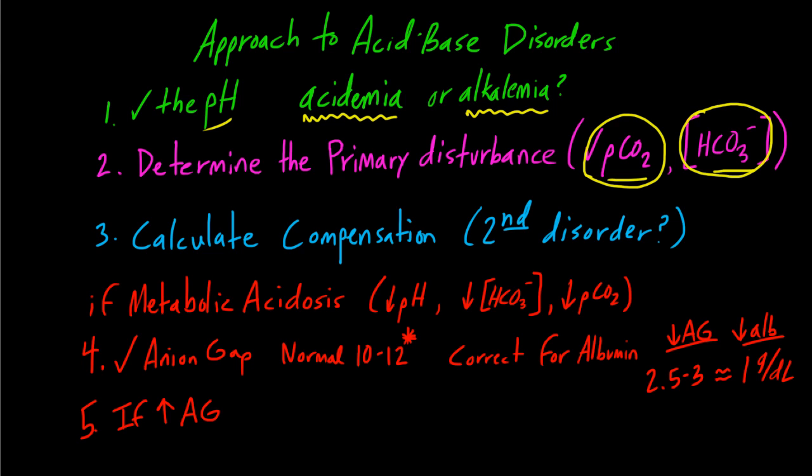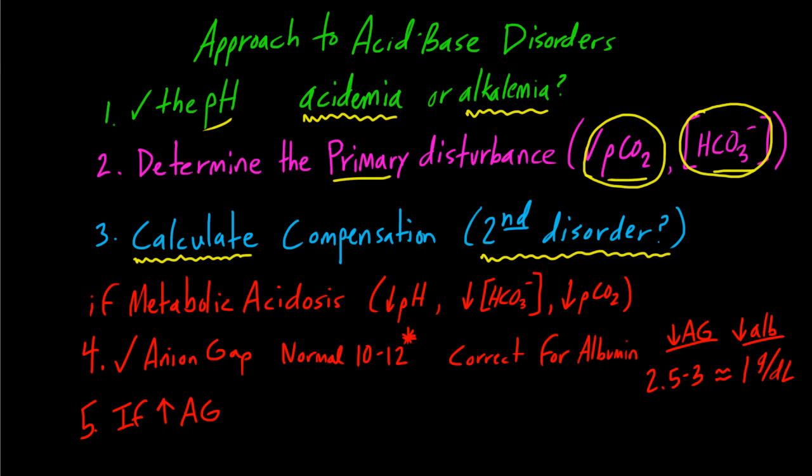Once you've determined the primary disturbance, now it's time to calculate the compensation. And that's why we spend a little time on how to calculate compensation, because the question you're really asking is, is there a second disorder present? For instance, someone could have a metabolic acidosis, but they could also have a respiratory acidosis on top of that.